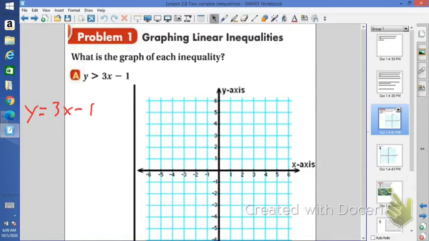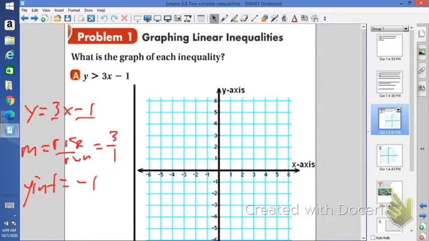We can graph this line because we know the slope and we know the y-intercept. The y-intercept is -1, and the slope, which is our rise over our run, is equal to 3, or 3 over 1. So, what's the first thing you do to graph the line? Plot the y-intercept, -1, and then use your slope to find the second point. So, I'm going to go up 3 over 1 from my y-intercept, and then down 3 to the left one.